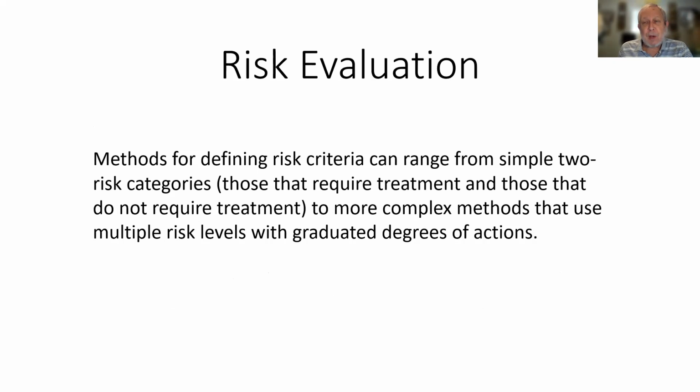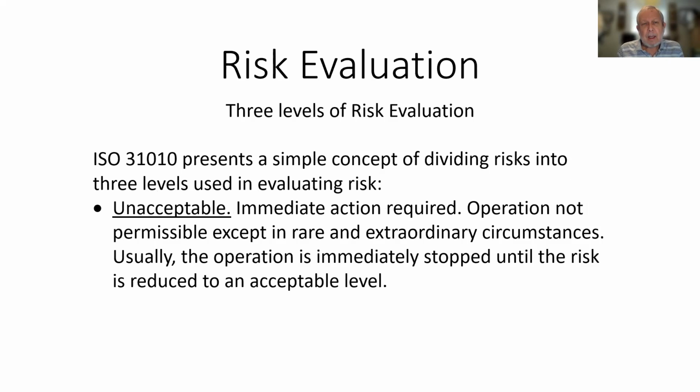Methods for defining risk criteria can range from simple 2 risk categories, which are simply those that require treatment and those that do not require treatment, to more complex methods that use multiple risk levels with graduated degrees of actions. And the graduated degrees of action is what that 5x5 matrix is going to do.